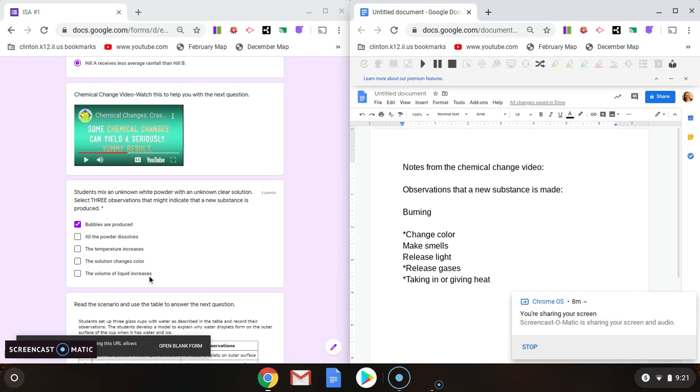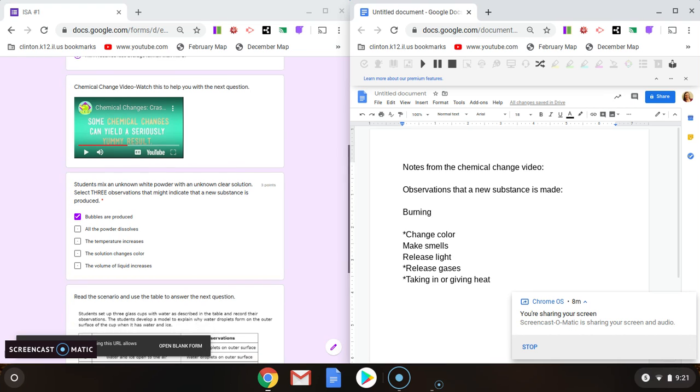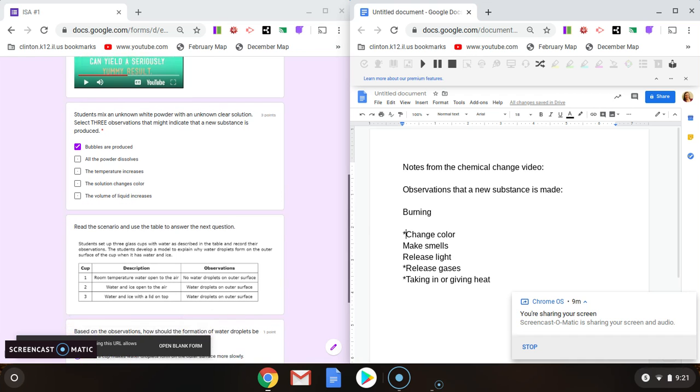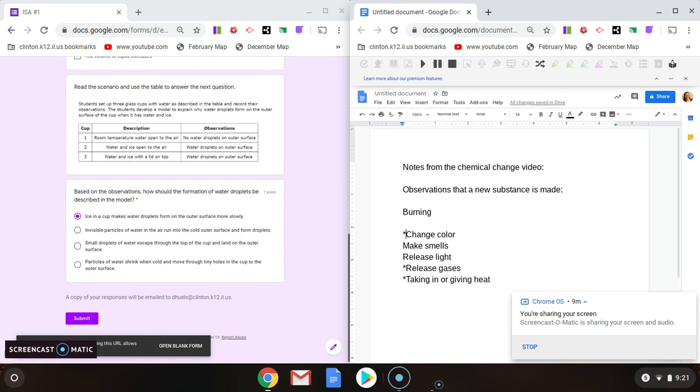And then the volume of liquid increases. We know by the conservation of matter that we've learned about that your volume is not going to increase. It's always going to be the same. It's going to be the same that it was before and after. And so keep that in mind when you're answering those. So you need to choose 3 of those that would show that a new substance is being produced. And then we'll get to the very last one.